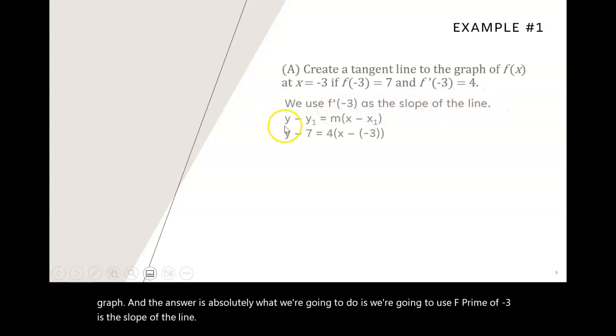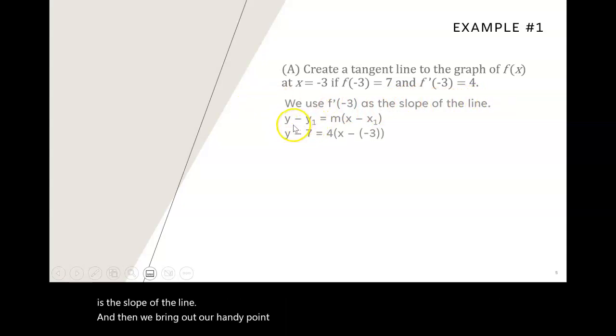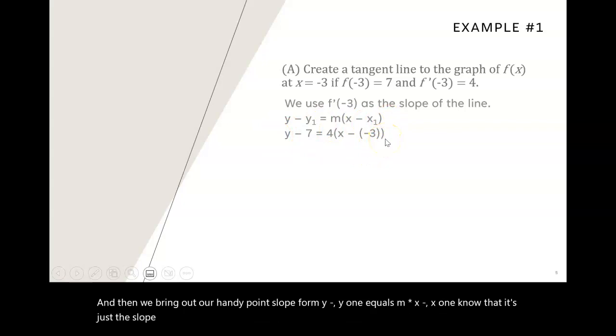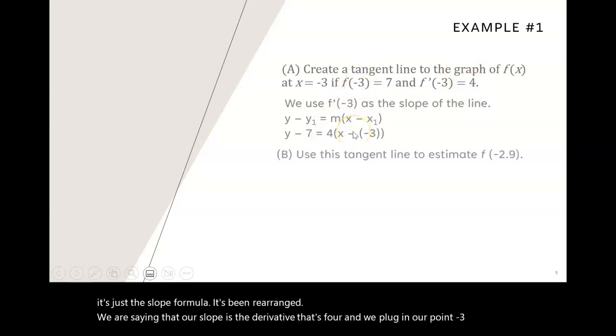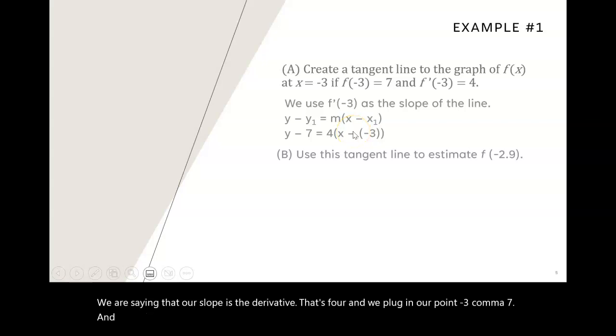And then we bring out our handy point-slope form: y - y1 = m(x - x1). Know that. It's just the slope formula that's been rearranged. We are saying that our slope is the derivative, that's 4, and we plug in our point, (-3, 7), and we end up with the line y - 7 = 4(x + 3).